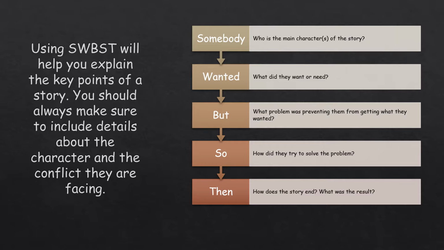Each letter stands for an important detail in the summary. You can ask yourself the following questions in order to make sure you've included it all. S stands for somebody. Who is the main character or characters? W stands for wanted. What did the character want or need? B stands for but. But what is preventing the character from getting what they wanted or needed? S stands for so. So how did the character try to solve the problem? T stands for then. Then what happened in the end?